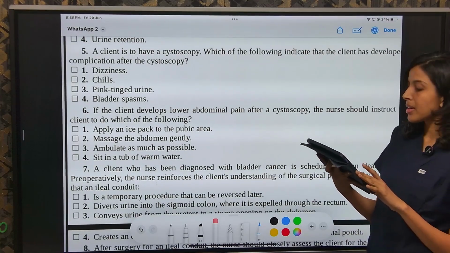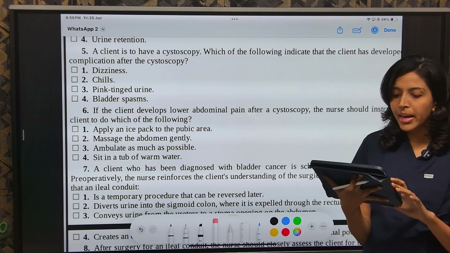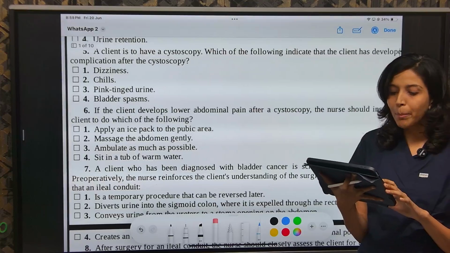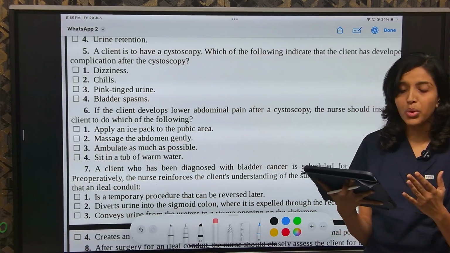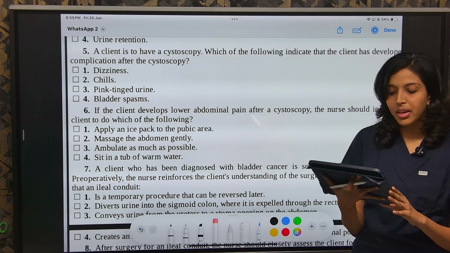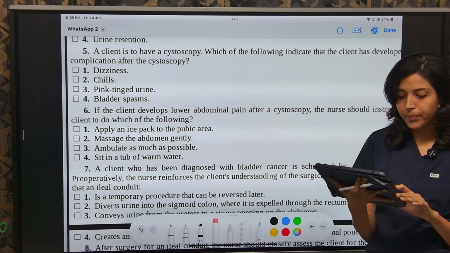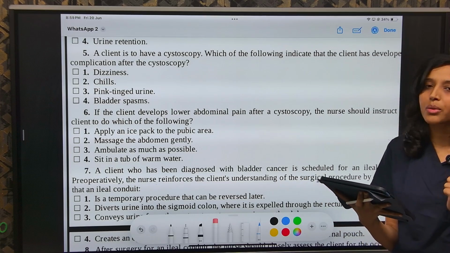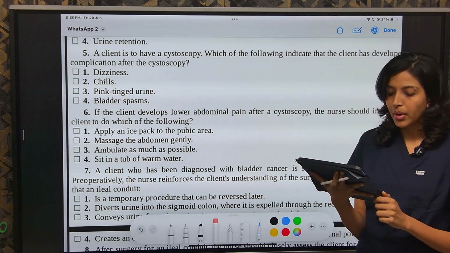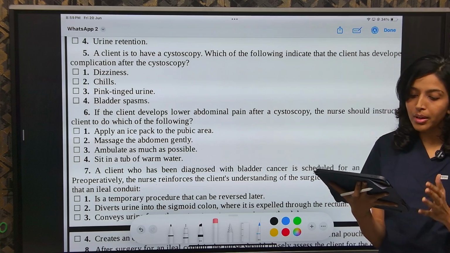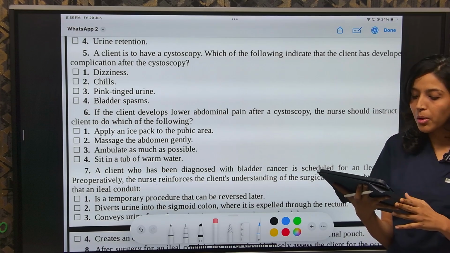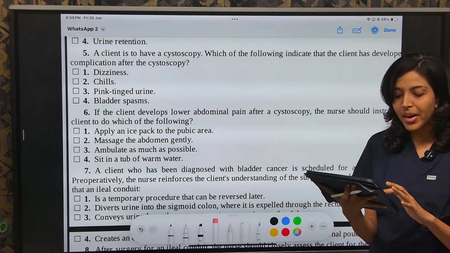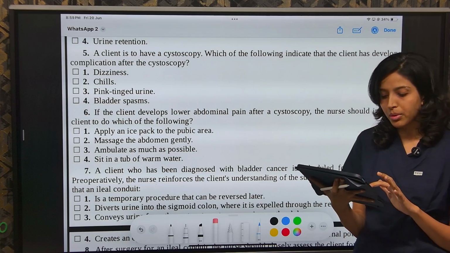Okay, now let's discuss question number 5. A client is to have a cystoscopy. Which of the following indicates the client has developed a complication of the cystoscopy? You have 4 answers and just 5 seconds to answer. What do you think? What will be the complication of cystoscopy? The right answer will be 2. Chills, swelling, fever. That is a sign of infection. After the cystoscopy, the person might get an infection. So the right answer will be 2. It's a complication of cystoscopy.